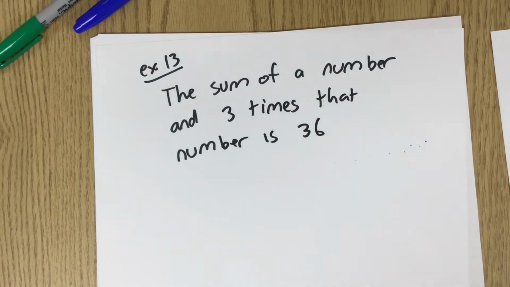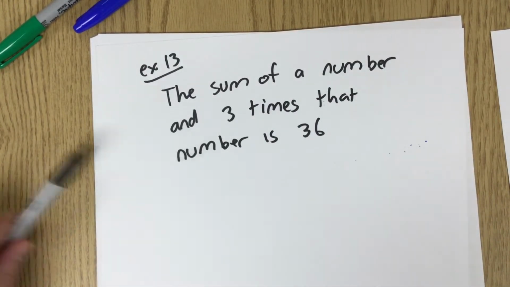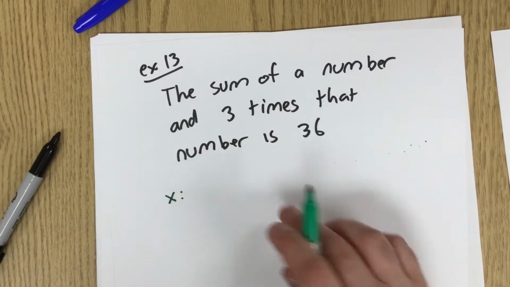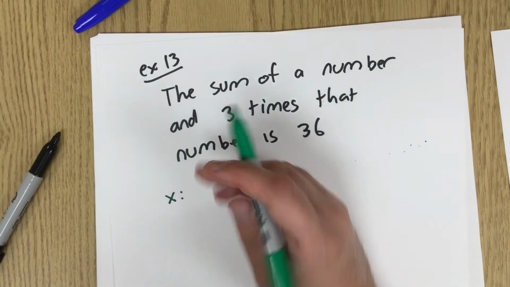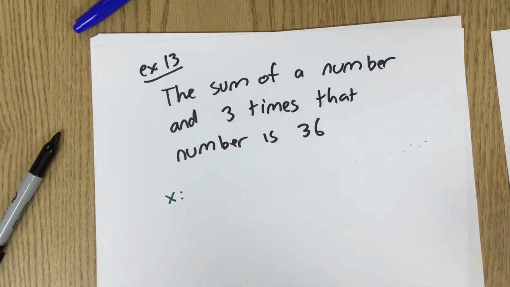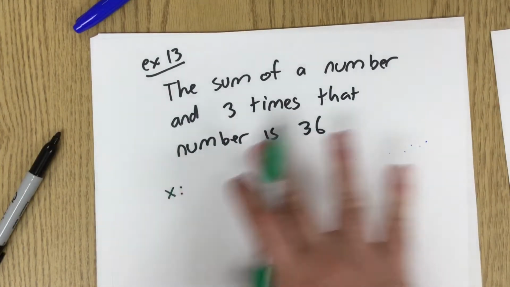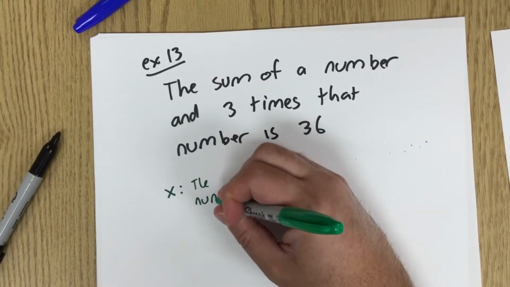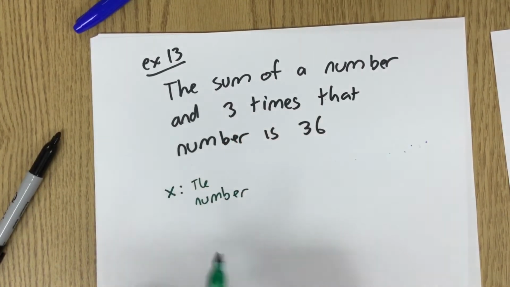So the sum of a number and 3 times that number is 36. Notice when you mention the number twice, there's actually going to be more than one x in this situation. Whenever we define a variable, it's important to remember x always has to represent the same thing. We can't have x meaning one thing and then x meaning something else in the middle of a problem. For a given problem, x is always the same thing wherever it appears in that problem.